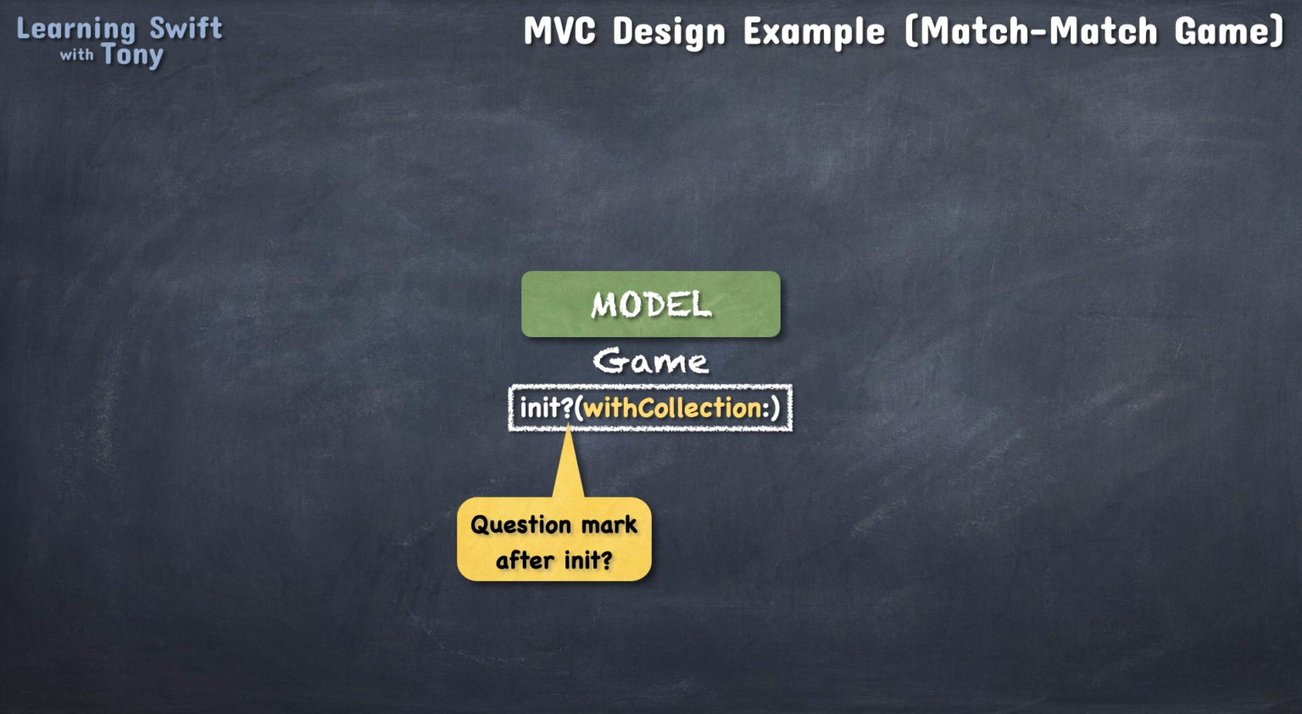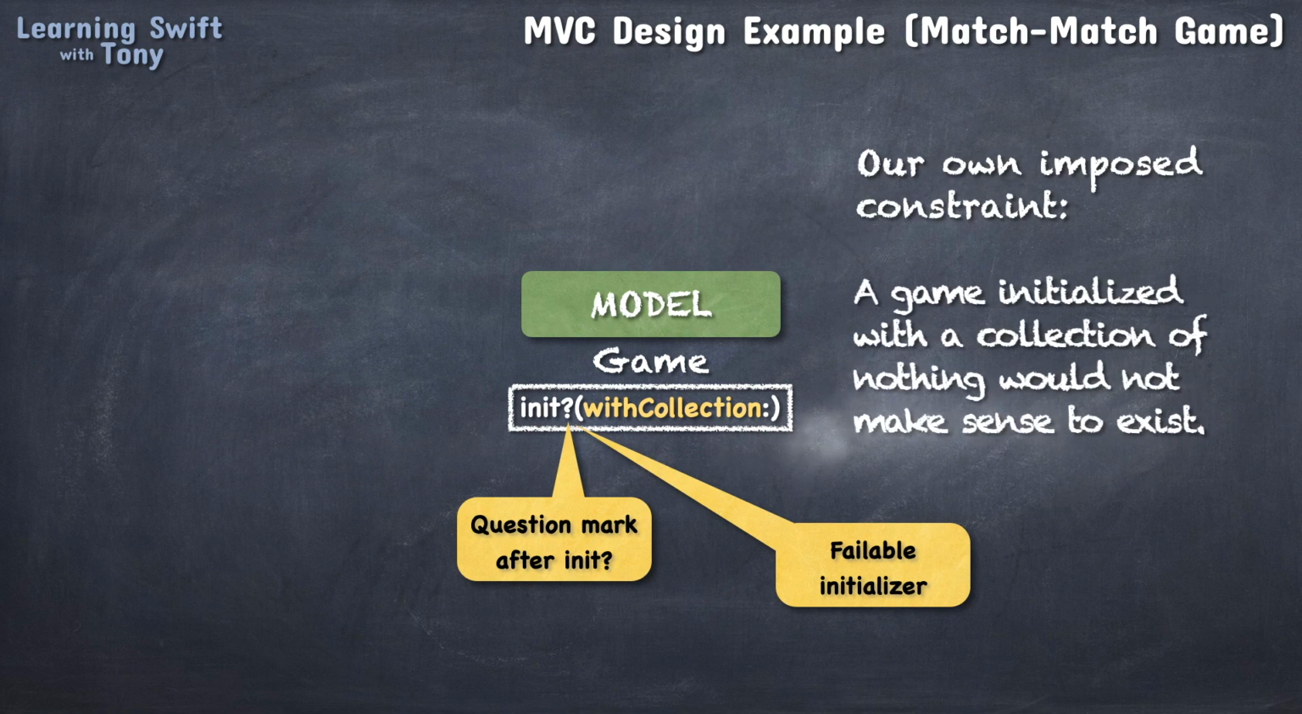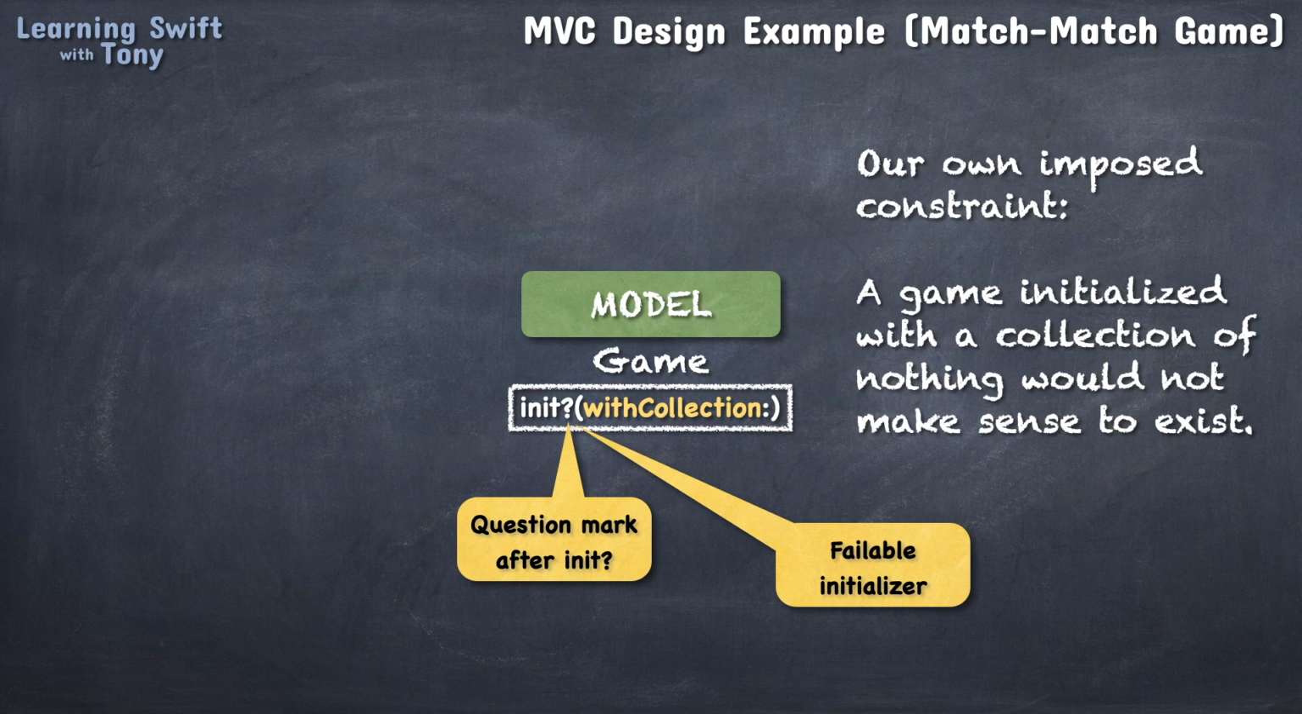This is called a failable initializer, meaning it can fail if the argument doesn't follow some particular constraints that we can decide on. It can be indeed a collection of anything, but it should not be empty. A game initialized with an empty collection, or collection of nothing, will not make sense to exist, in which case this init will return nil, meaning it will not exist, it will not initialize.